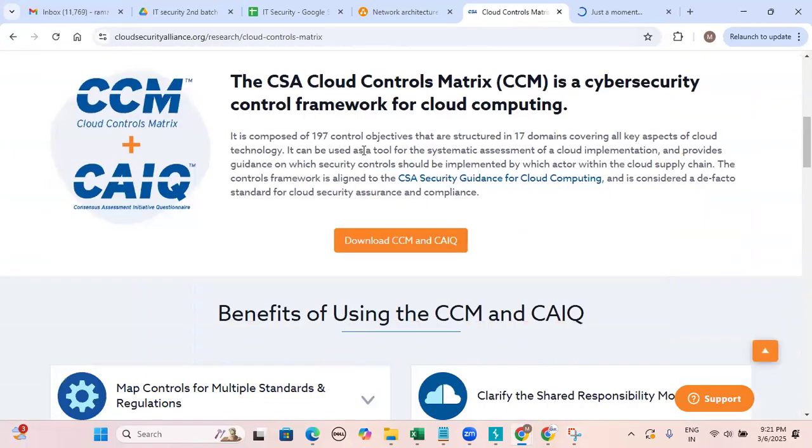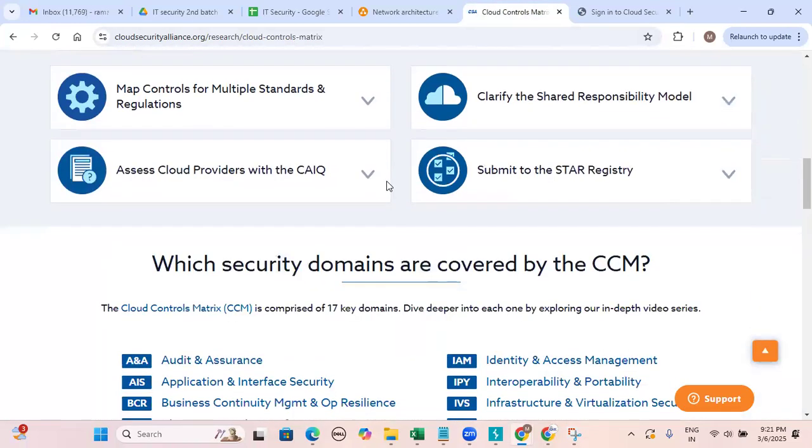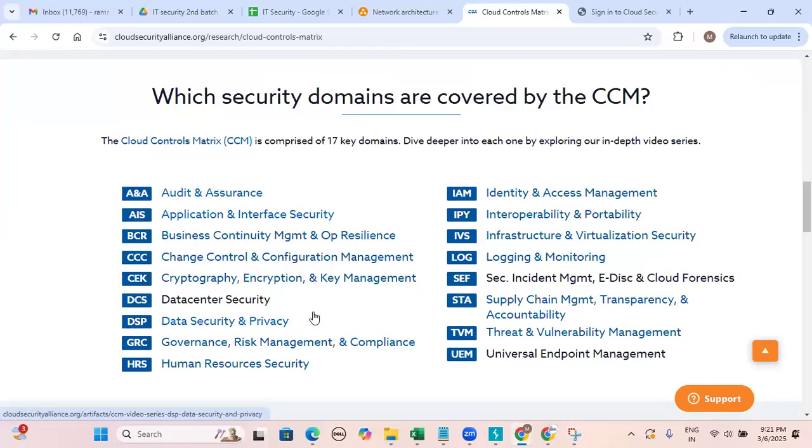Under this, you can see CSA, Cloud Security Alliance, Cloud Control Matrix is a cybersecurity control framework for cloud computing. Under this, as I said, we have 17 key domains or clauses or frameworks. The first one is A&A, which is nothing but audit and assurance. On the audit and assurance side, what exactly can we take care of here?